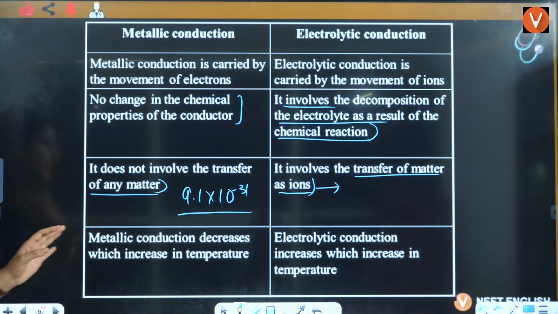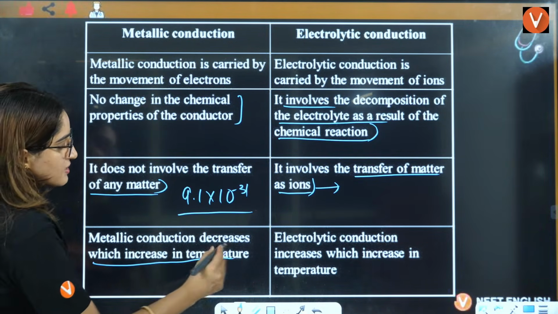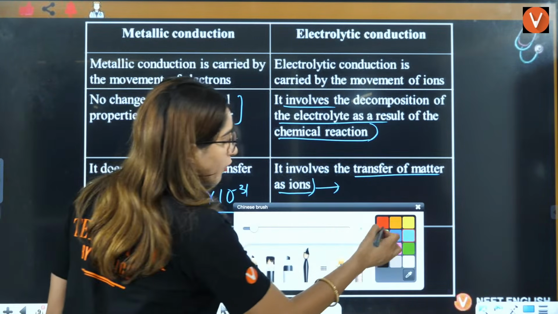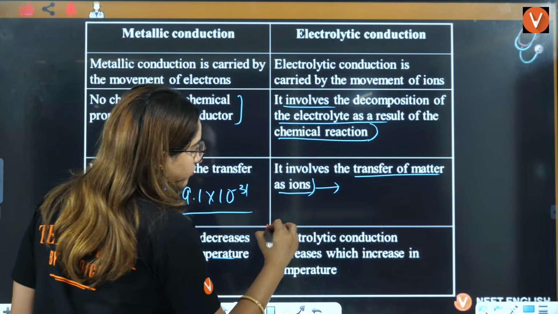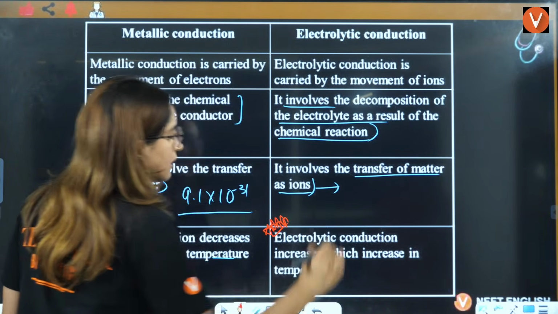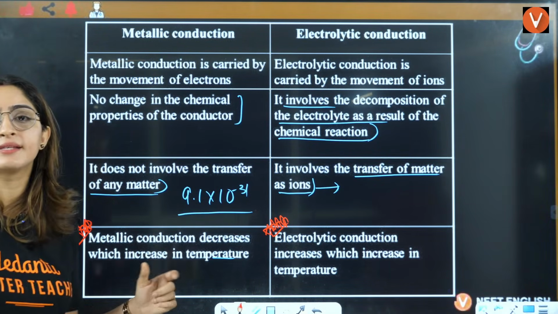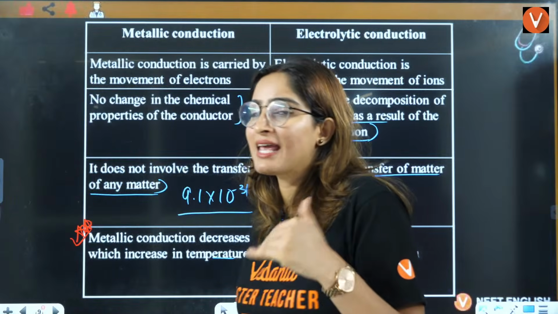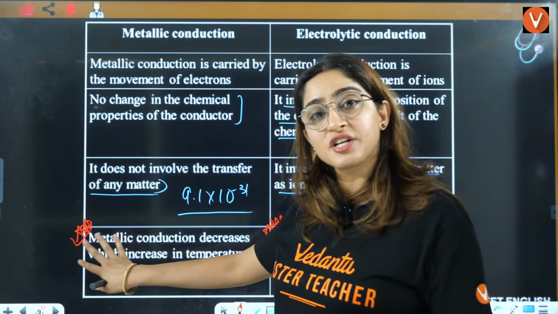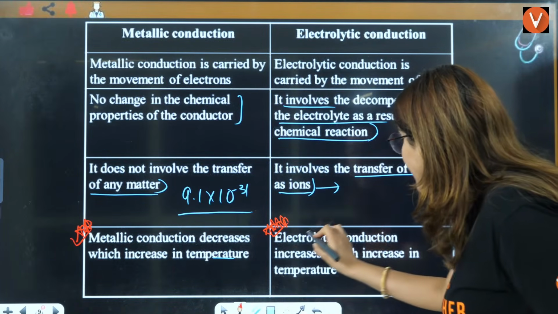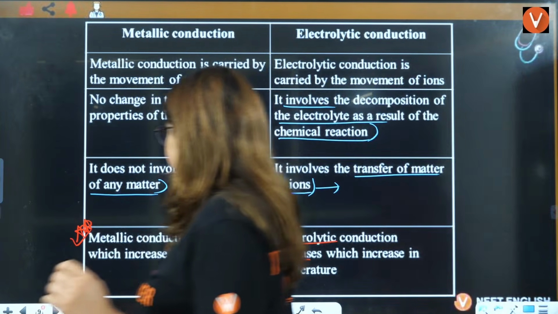Yes, students. Next is that metallic conduction decreases with increase in temperature. This is a very, very important point, extremely important. It says that when you increase the temperature, metallic conduction will decrease, but electrolytic conduction will increase. Now, ma'am, why so? Let's see this.